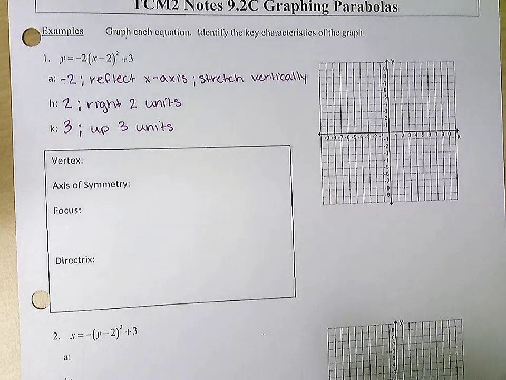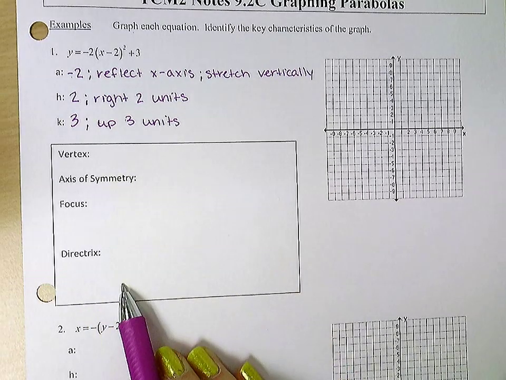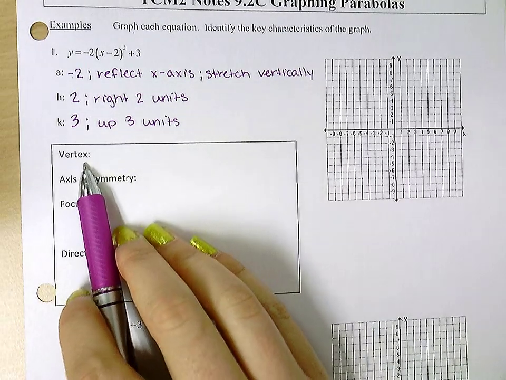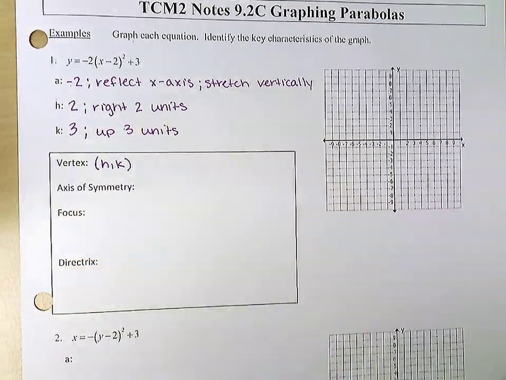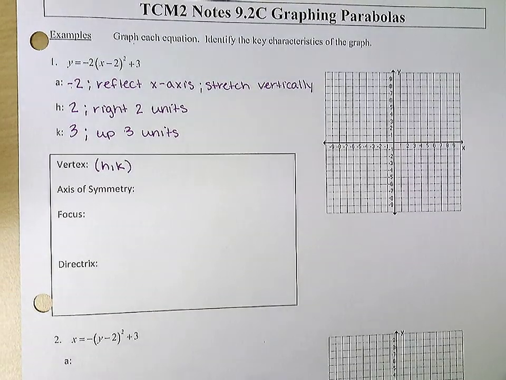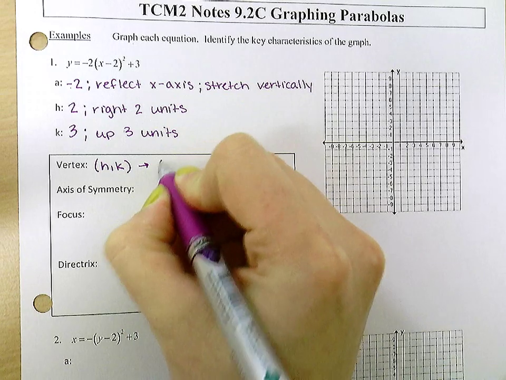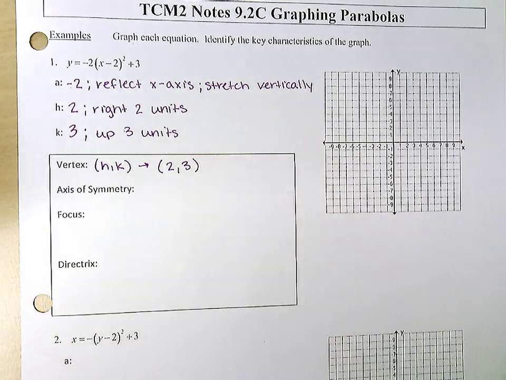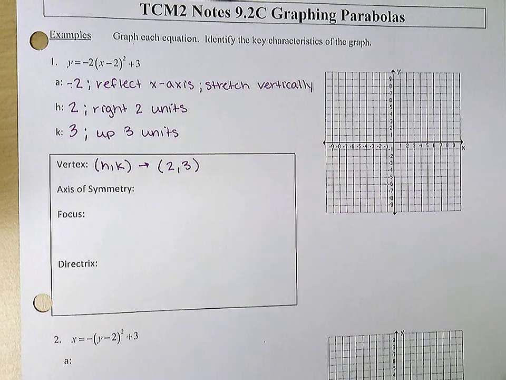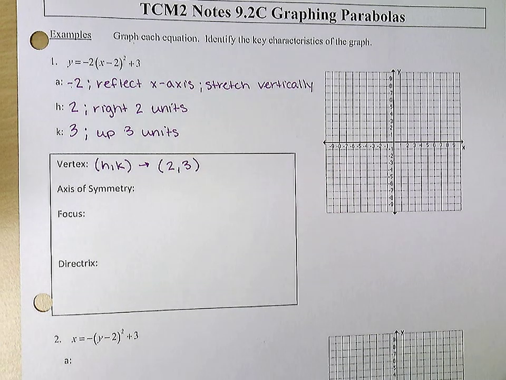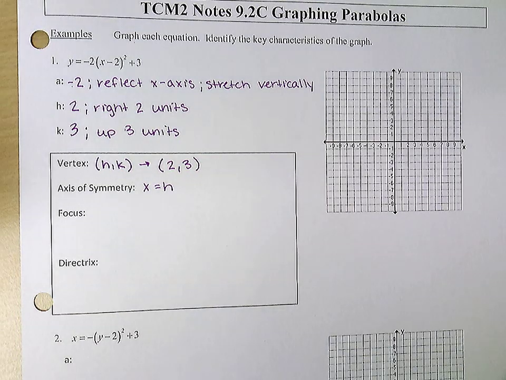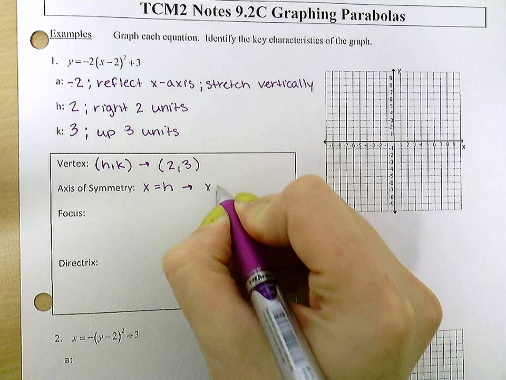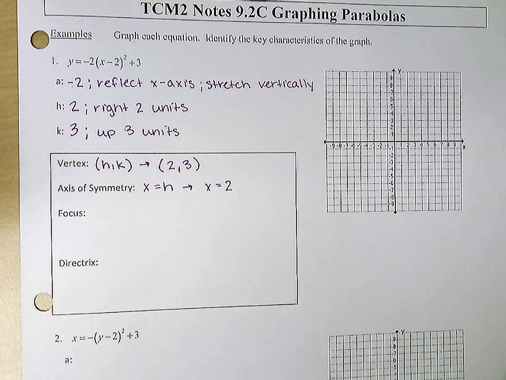Next I want to write out each of my characteristics. I want to find out what my vertex is. Your vertex is at (h, k). I already found what h is, and I found what k is, so our vertex is at (2, 3). Your axis of symmetry for this standard form is at x equals h, so we'll have x is equal to 2, because our h value is 2.